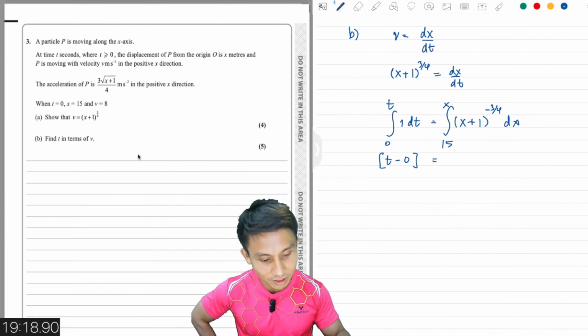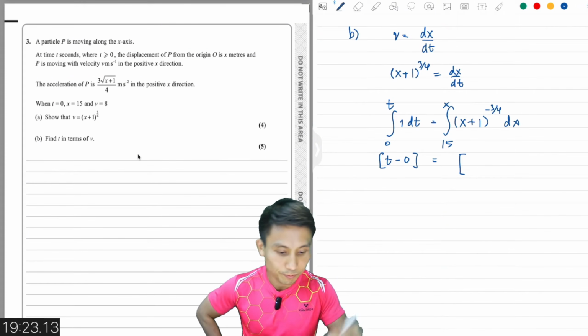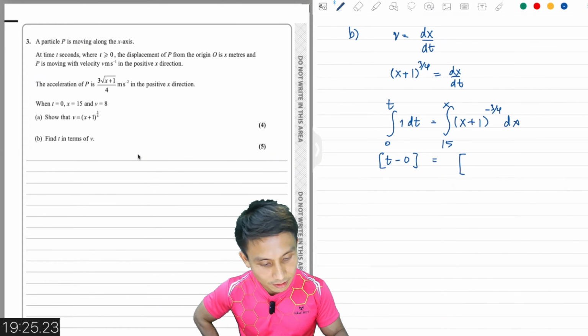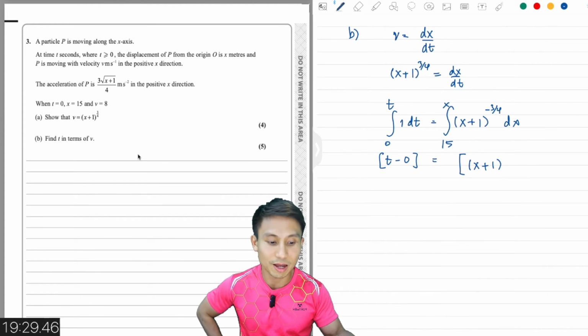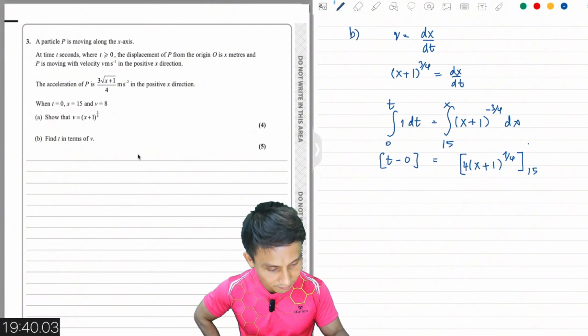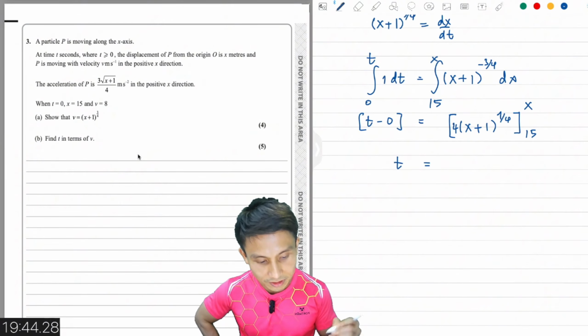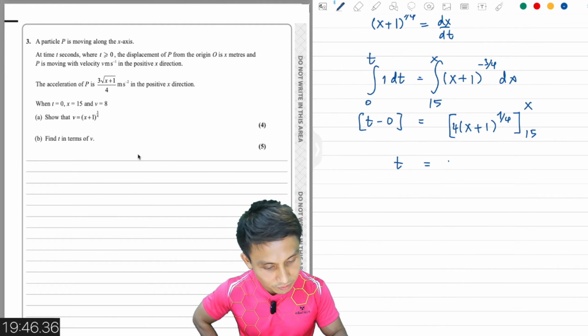And then for that one, if we integrate first, we're going to have (x plus 1) with the power added by 1. So that's going to be added by 4 over 4, that's going to be 1 over 4. And then divided by 1 over 4, so you get 4 here. And then the bounds would be 15 and x, right? So the left-hand side is just t already here. And then that would just be 4.